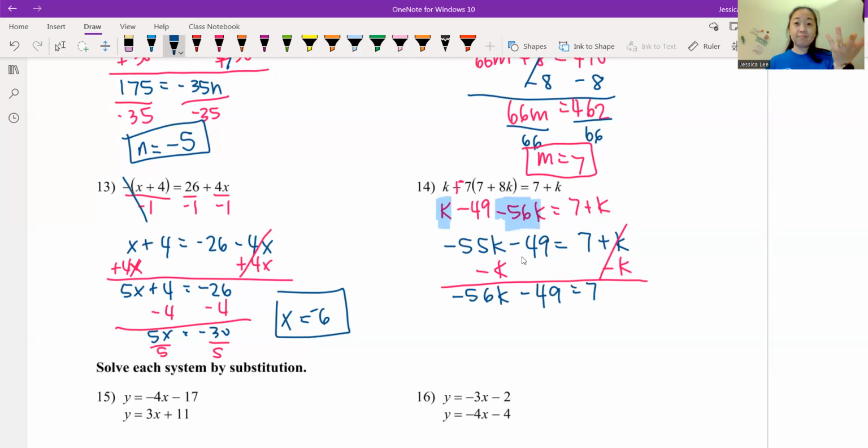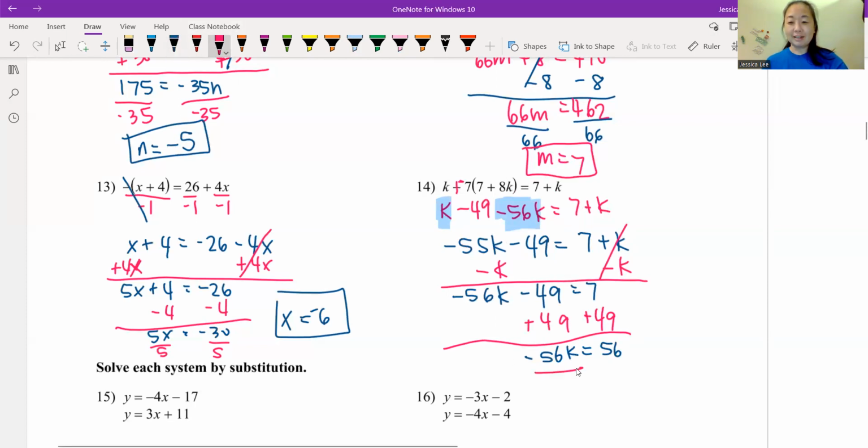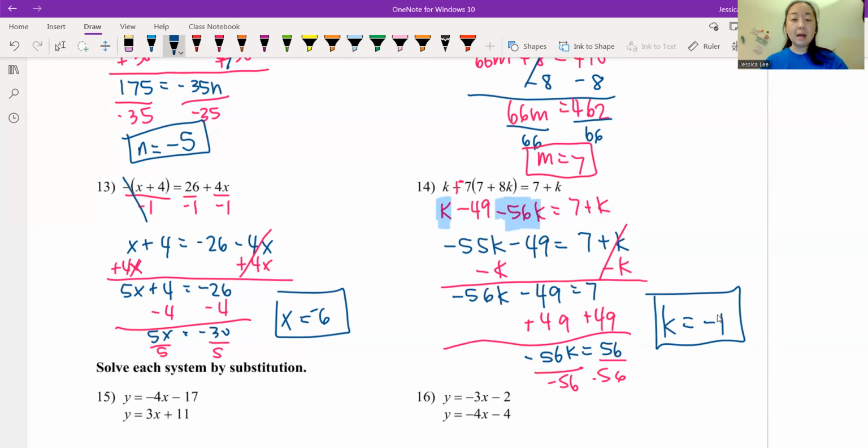Notice right here, this is a two-step equation, right? And then we're going to add 49 to both sides, and you get -56k is equal to 56. What do you get there? Then divide by -56, and you're just going to get k is equal to -1. Woo! And that is the finish of just solving equations for the variable, because they're not always x, right?